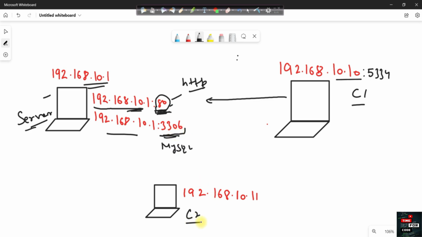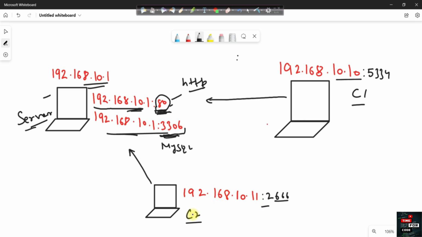Consider client 2 wants to connect with this machine for the MySQL service. So the client machine will use this socket. Socket you can consider as a pipe, and the client machine will use any random port, like 222, and this random port will be constant for the entire communication. So this is about the socket.